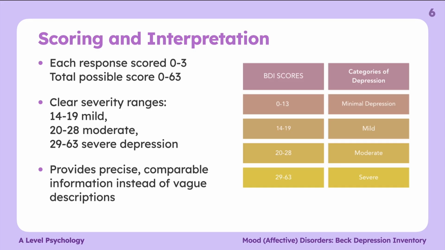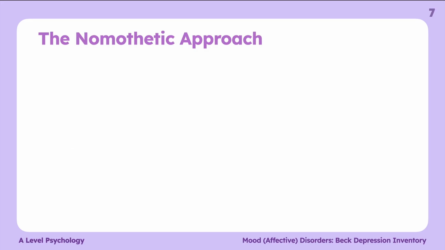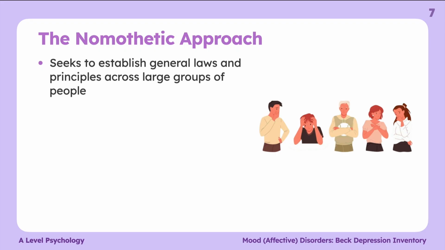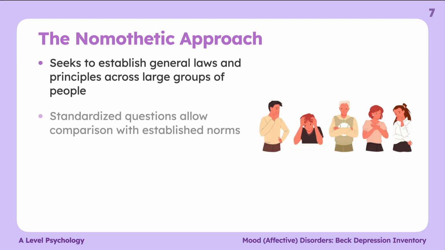Now, this systematic approach to measurement reflects a particular way of thinking in psychology, and this way of thinking is called the nomothetic approach. Let me explain what that means and why it matters. The BDI is an excellent example of the nomothetic approach in psychology. This approach seeks to establish general laws and principles that apply to large groups of people. Think of it like creating a universal measuring tape that works the same way whether you're in London, Tokyo, or New York. It uses standardized questions and scoring, allowing clinicians to compare one person's result with established norms across thousands of people.